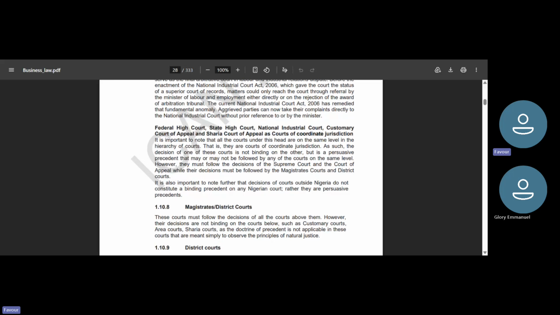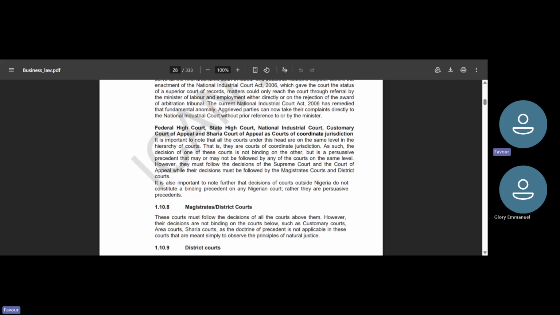Remember, we are on the hierarchy of courts. So the Federal High Court, the State High Court, the National Industrial Court, the Customary Court of Appeal, and the Sharia Court of Appeal, they are courts of coordinate jurisdiction and on the same level. So a decision on one of these is not binding on the other. The decision of the Supreme Court is binding on these, and decisions of these courts are binding on lower courts, right?